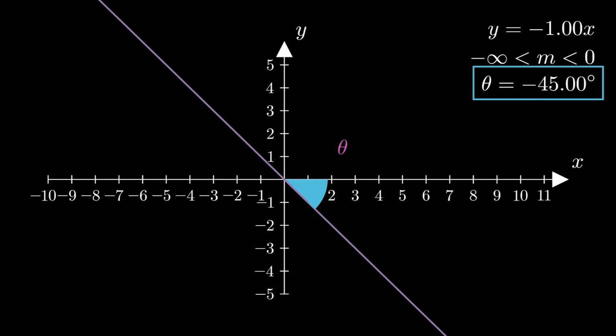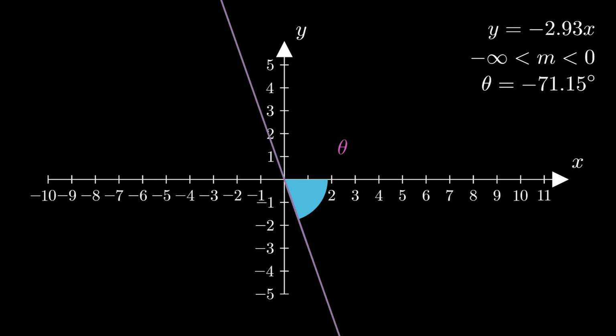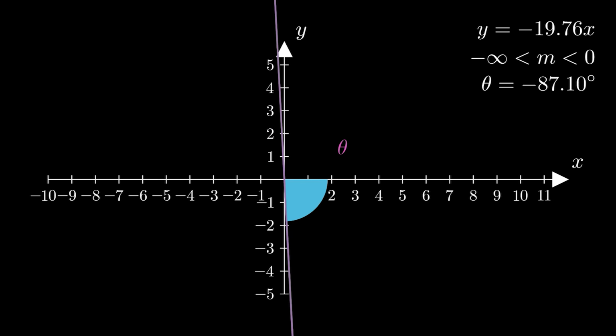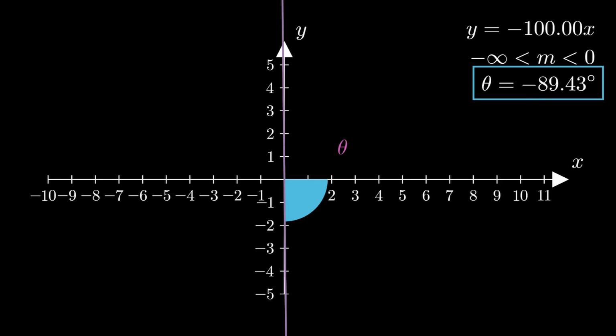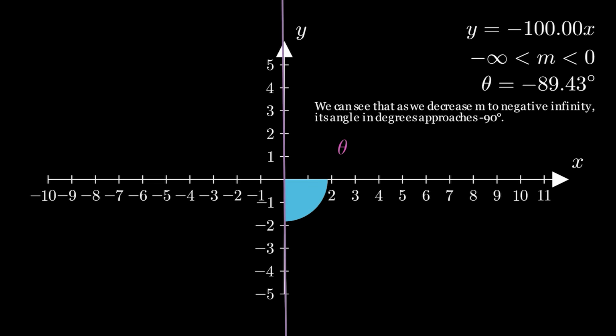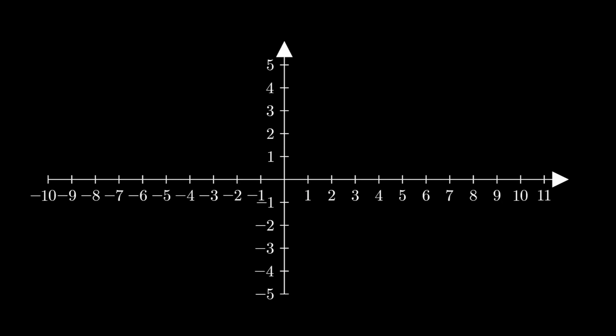As we decrease m, we find that when m equals -1, the line slopes in the opposite direction, forming a -45-degree angle with the x-axis. As we continue to decrease m, the angle approaches -90 degrees. From this, we can conclude, as m decreases to -infinity, the angle of the line approaches -90 degrees.